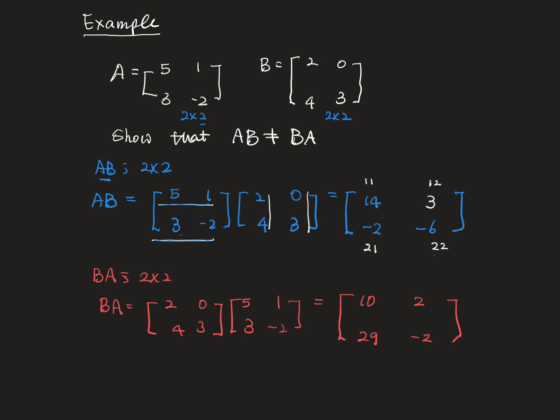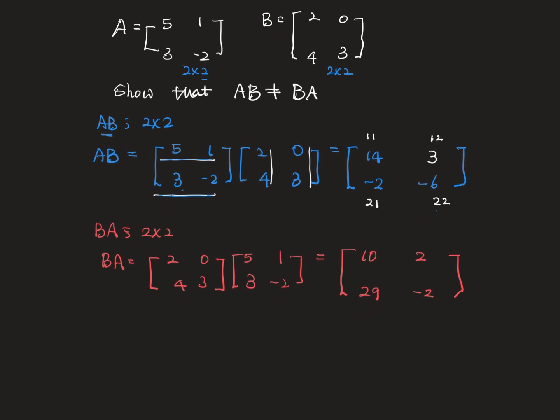Can you see that? BA and AB, same or different? Can you see that this one is very important, guys? AB is not the same as BA. So you cannot mess up the order of multiplication of two matrices, guys.